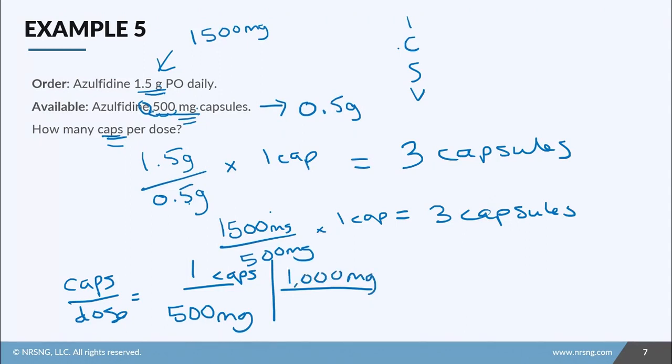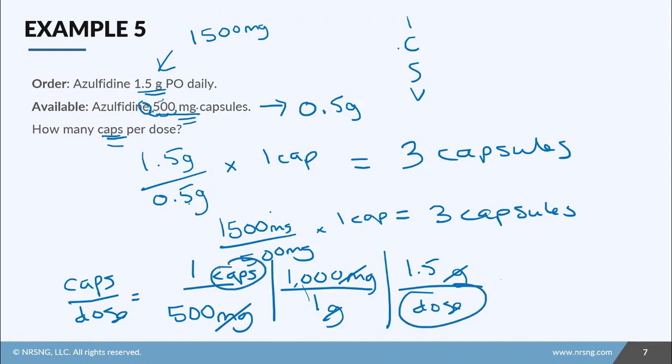1,000 milligrams, going to grams, is 1 gram. What do I know about grams? Transfer the units. I know that I want 1.5 grams per dose. Cancel, cancel. I'm left with caps per dose and I'm good to go. 1,000 times 1.5 divided by 5 gives us 3 capsules. Okay, so either way works.